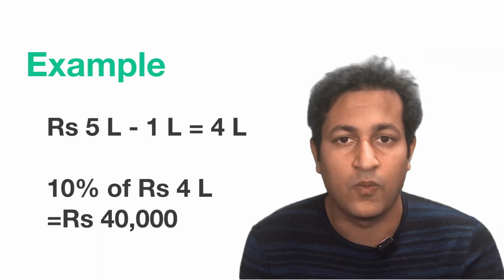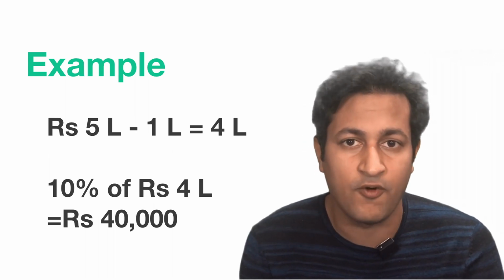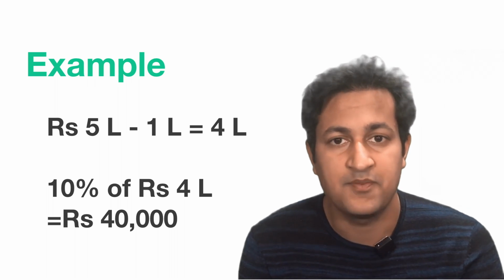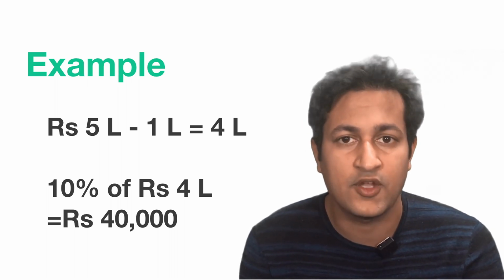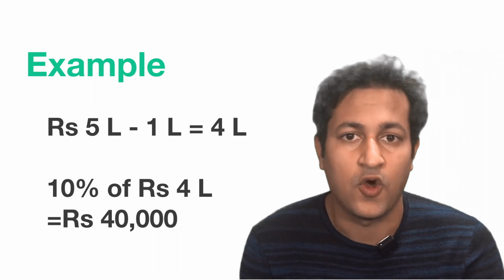Now out of this 5 lakh, 1 lakh is exempted. The rest of the 4 lakh will be taxed at 10%. So you will end up paying 40,000 rupees capital gain tax on this investment.